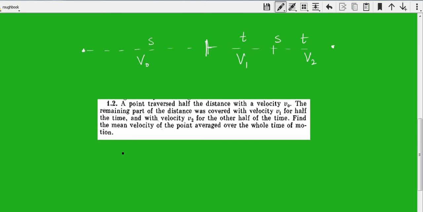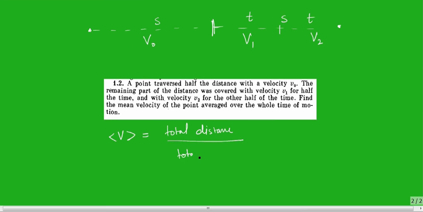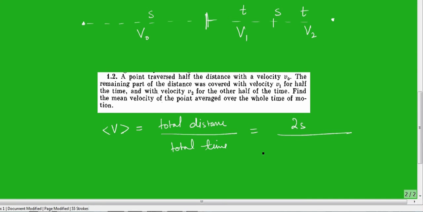So we know that average velocity or mean velocity is always equal to total distance covered over total time taken. It is simple. So here the total distance is 2s, as we can see in the diagram, and the total time can be obtained in such a way that this s gets cancelled all the way.